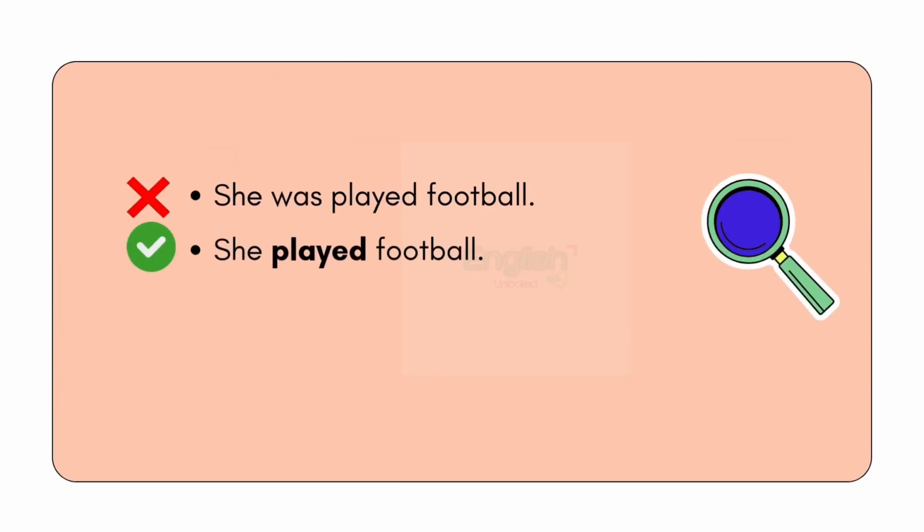Next up, we don't say "She was played football." Instead say "She played football." We don't use "was" or "were" with the past form of the verb. That's wrong. Just use the past form of the verb. As you can see, "She played football."